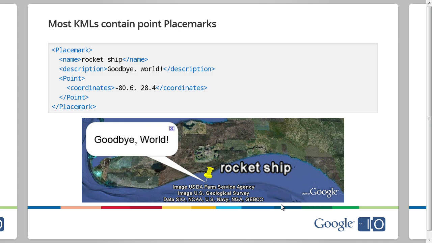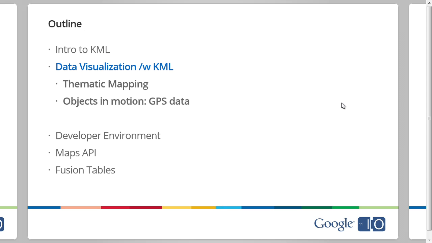It's basically, this is my house. So here's the KML for a very simple Placemark: rocket ship, description, goodbye world, and some coordinates. And this is what it looks like in Google Earth. I want to talk about a lot more exciting things than just point placemarks, specifically data visualization.